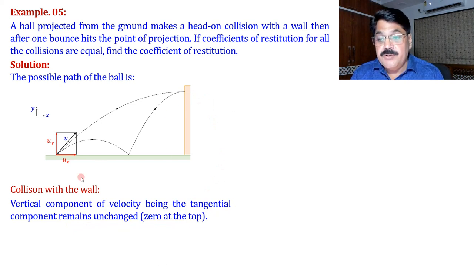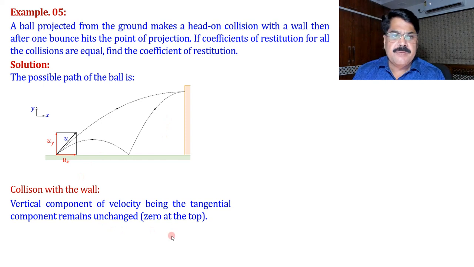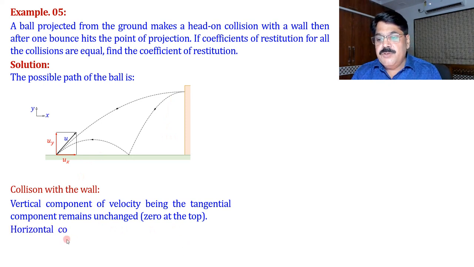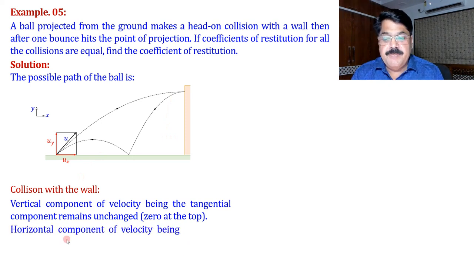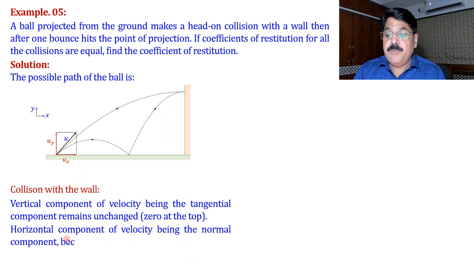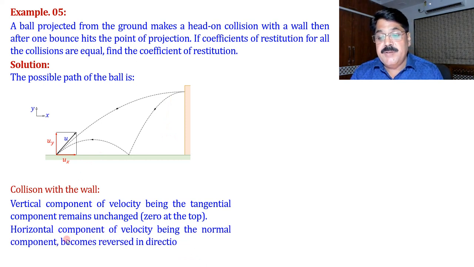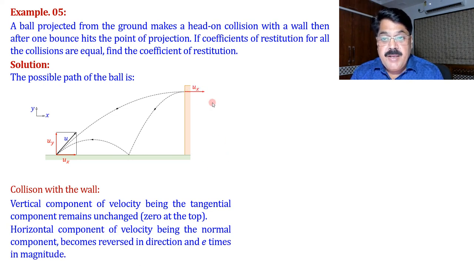So there is only a horizontal component, that is the normal component, and I have just explained it will become reversed in direction and e times in magnitude. The horizontal component of velocity, being the normal component, becomes reversed in direction and e times in magnitude. So we can show here that is the ux before collision, and after collision it will become eux. So the ball will come here, and as it falls, this horizontal component will not change. So here the ball will collide with eux.